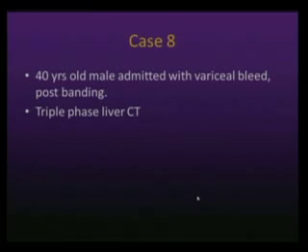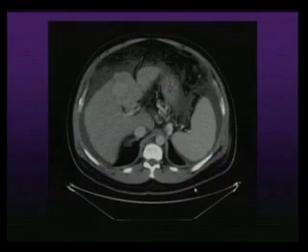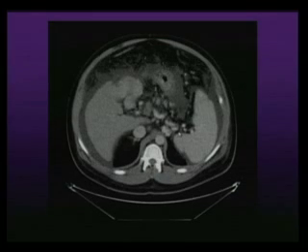40-year-old male admitted with variceal bleeding post-banding, triple phase liver CT. So in this patient, we were called in to think about a possible TIPS. His portal vein is tiny. He has ascites, and on top of that, he has this lesion in here. Okay. And he has gastric varices which are bleeding. These are his gastric varices. My chance of getting a TIPS in this is very low. This is his portal. And even if I get a TIPS in him, will I be able to reverse the flow? Because the flow is already going away from the TIPS because of his cirrhosis.